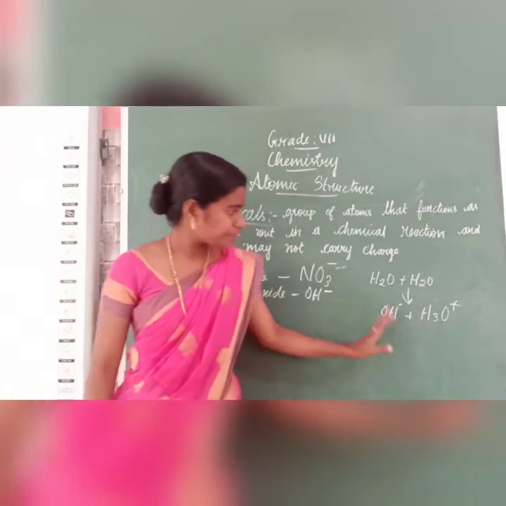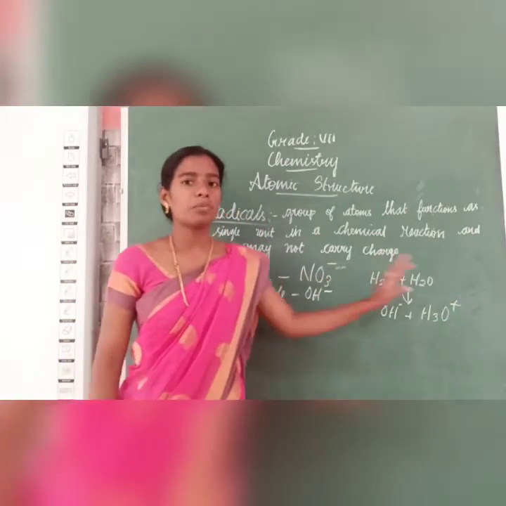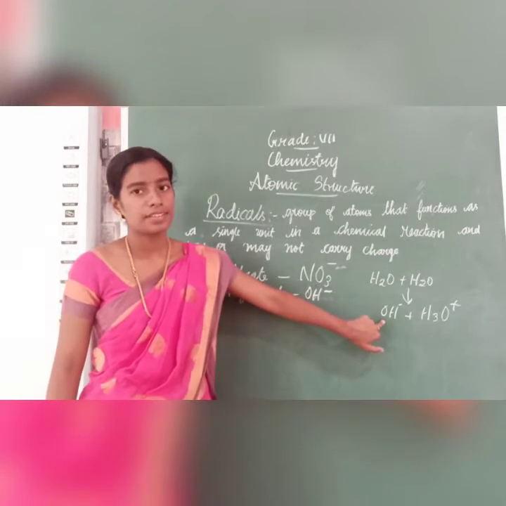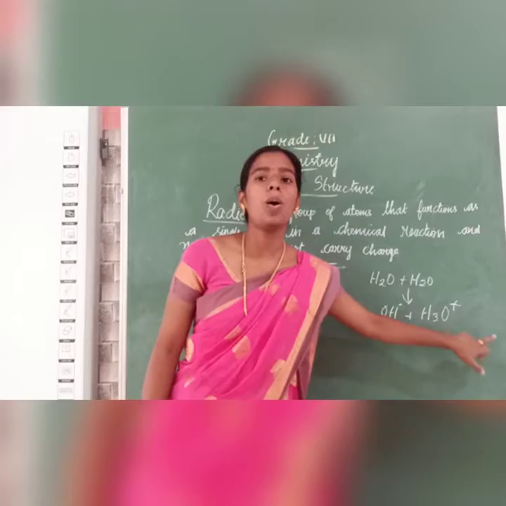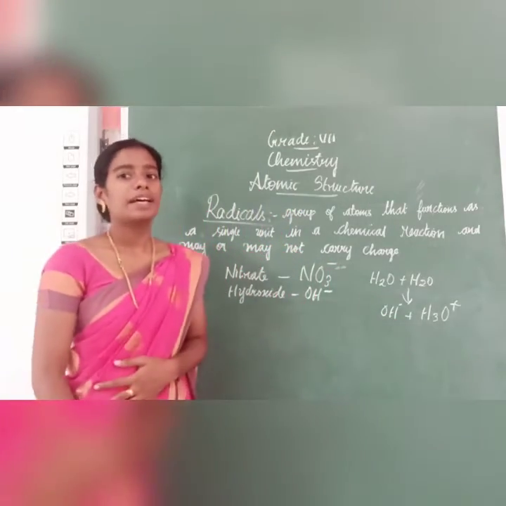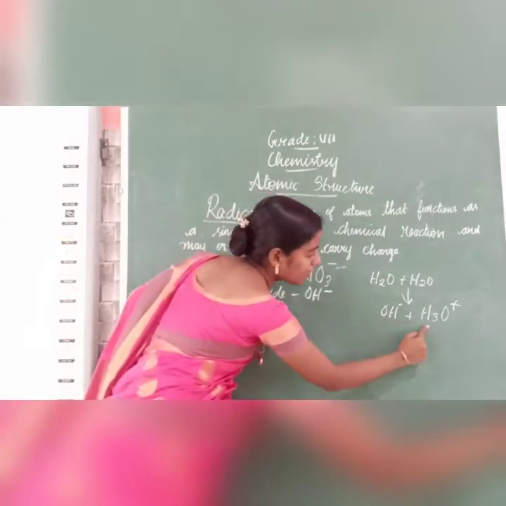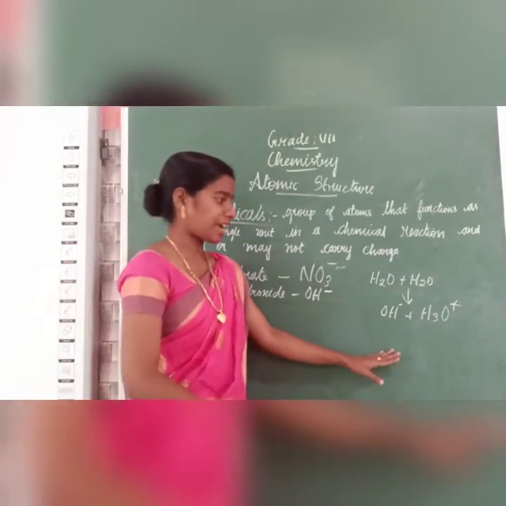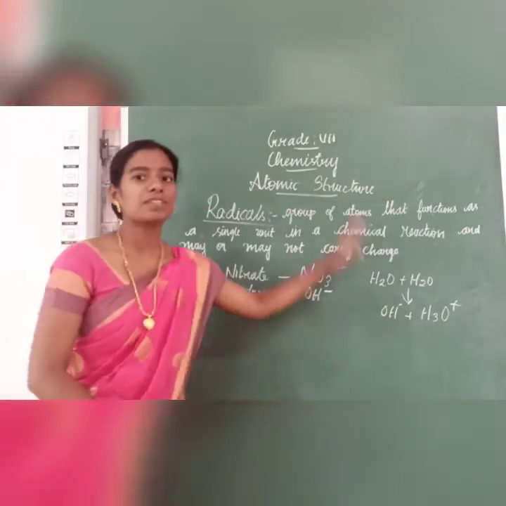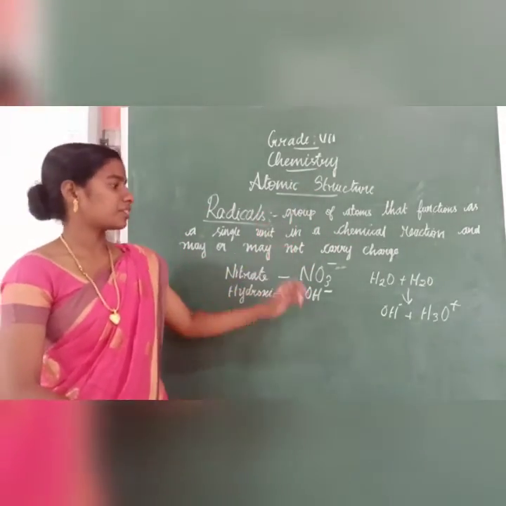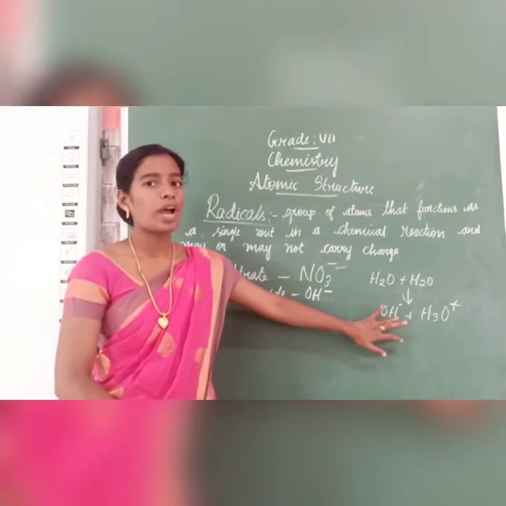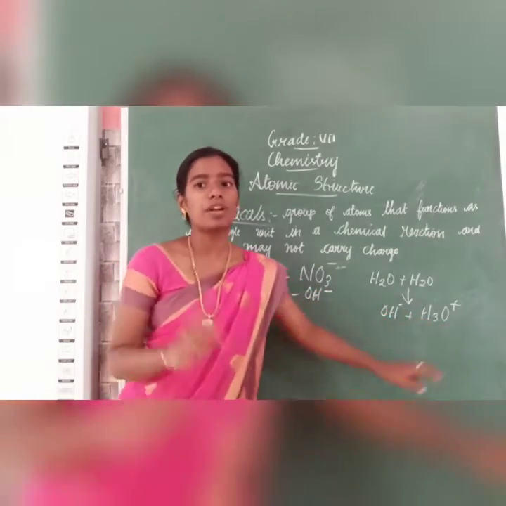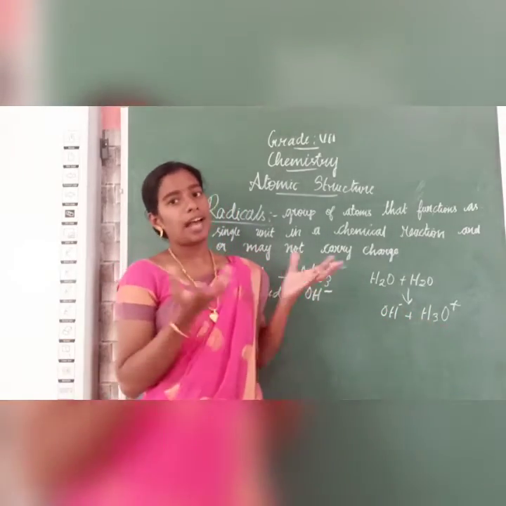See this example. Two water molecules combine to form hydroxide, OH minus, and H3O plus. This is an example for radicals. From this, OH minus and H3O plus are called radicals. This is a chemical reaction. You can combine this reaction with this definition. A group of atoms. It is having O and H, 2 atoms. The other is having 4 atoms, 3 hydrogen atoms and 1 oxygen atom. It is a group of atoms.